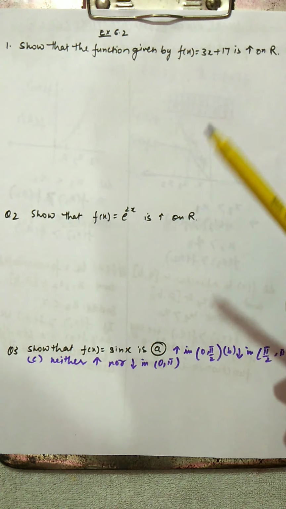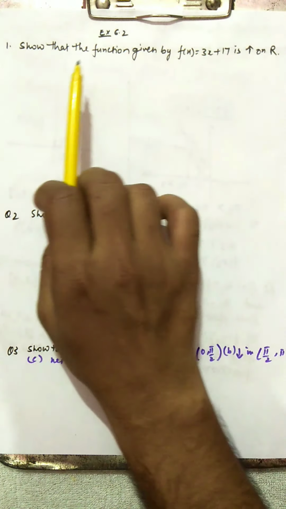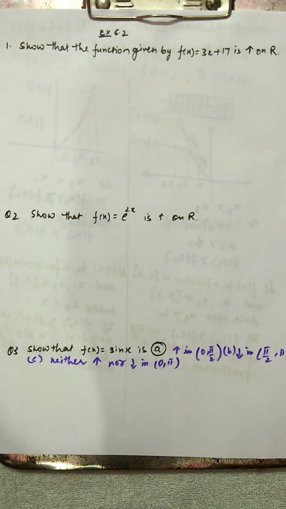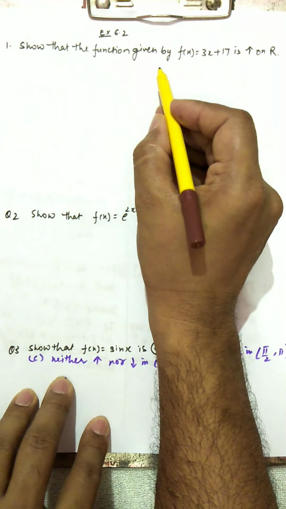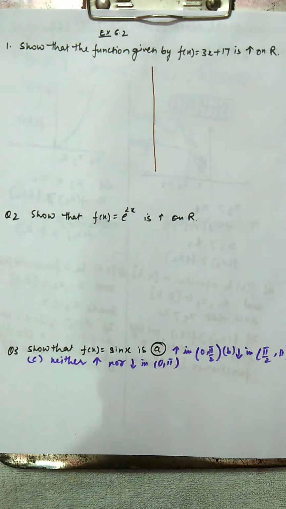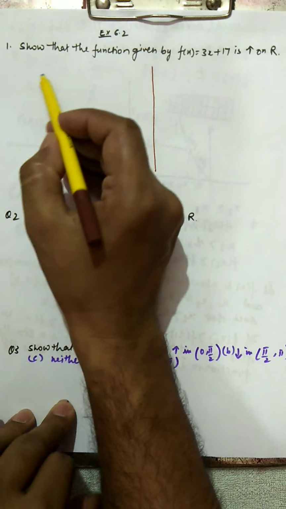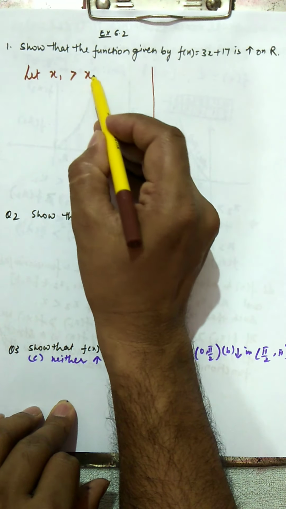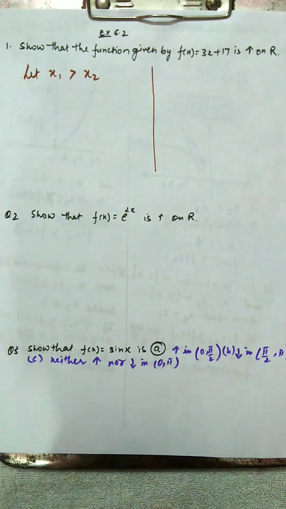Now we'll discuss some problems of exercise 6.2. The first one is: show that the function f given by f(x) equal to 3x plus 17 is increasing on R. Now we have two methods of solving this, so I'm using both methods. The first one is on the basis of points of the domain. Let x1 be greater than x2. These are the two points, x1 and x2, which belong to the domain.